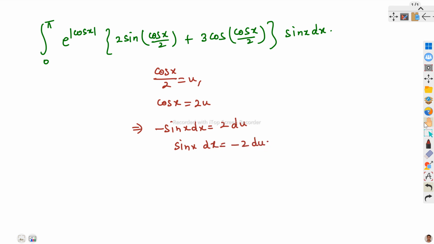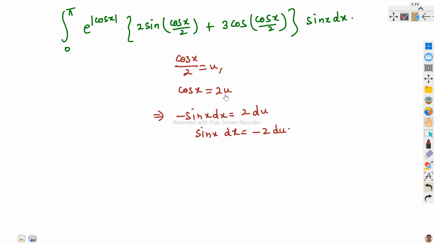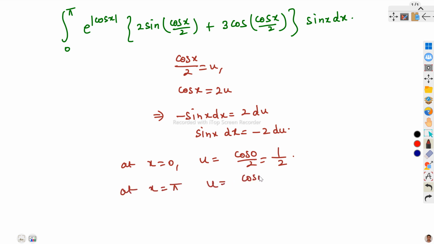Again, we are going to find the limits of integration. At x equals 0, u equals cos 0 upon 2, and cos 0 is 1, so this is 1 upon 2. And at x equals pi, u equals cos pi upon 2, and this leads to minus 1 upon 2.